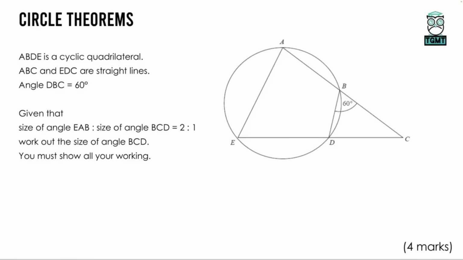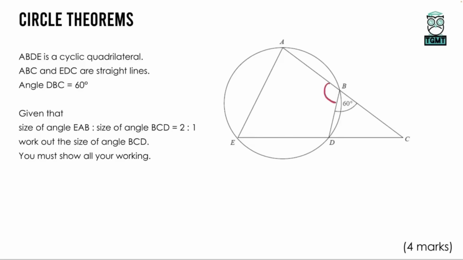Now our next question is looking at a circle theorem. It says here ABDE is a cyclic quadrilateral. Well, great, because opposite angles in a cyclic quadrilateral add up to 180. ABC and EDC are straight lines. That's helpful because straight away we can see what this angle next to the 60 is, because that makes a straight line. It says given that the size of EAB to the size of BCD is 2 to 1, work out the size of BCD. And you must show your working.